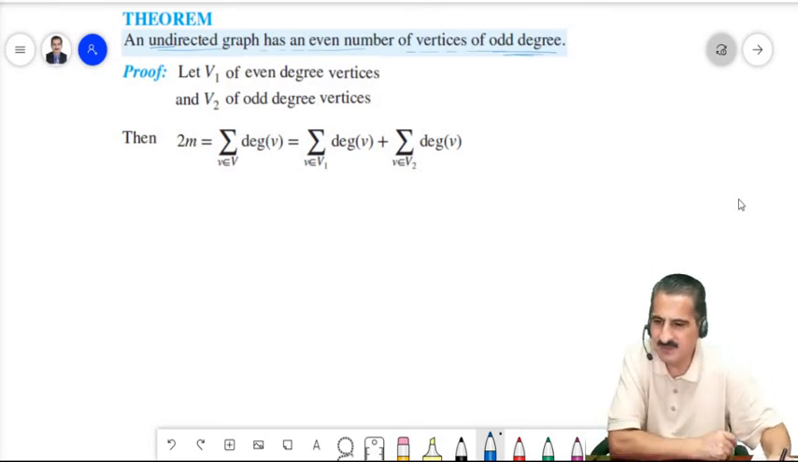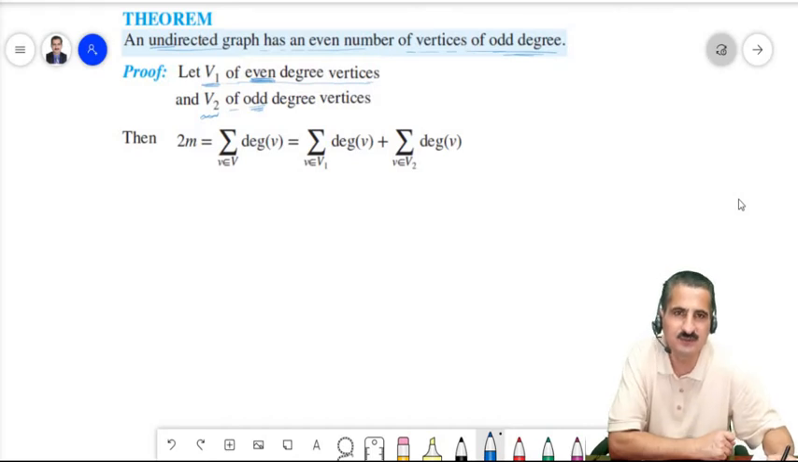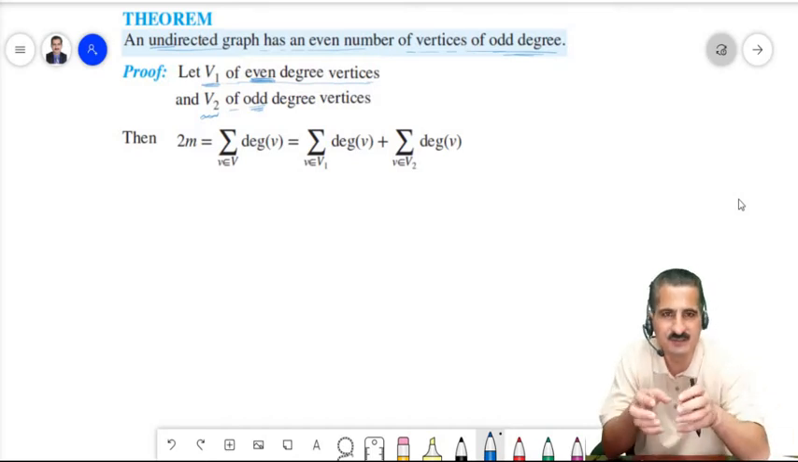So let's divide the set of vertices into subsets. Let V1 be all the vertices that have even degrees, and let V2 be the subset of vertices that have odd degrees. So we separated the vertices into two disjoint subsets. One of them contains all the vertices with even degrees, which is V1. V2 contains all the vertices with odd degrees.